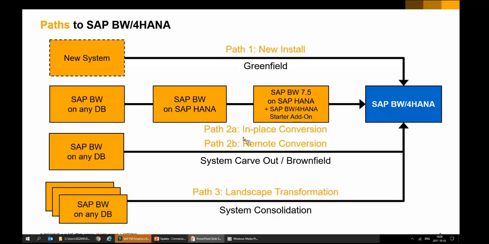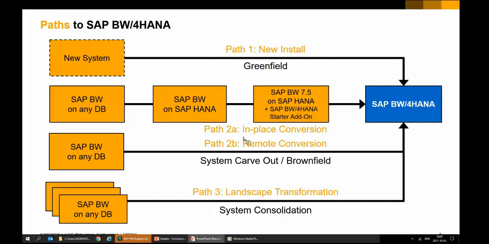If you have a little bit older system and you don't like all the things that you have in your BW, you want to just take certain parts of it, you can do the so-called brownfield approach or use a remote conversion for this. This is an additional tool that can take data models and data flows out of an existing BW system and move them into a brand new installed BW4HANA.